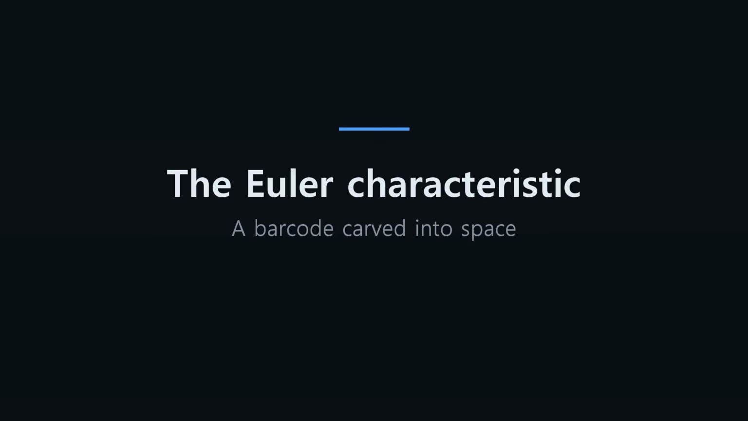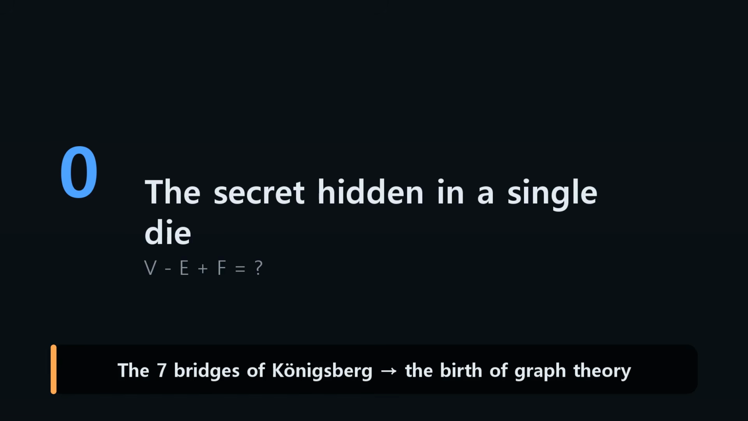Just by counting points, lines, and faces, you can tell whether this world is real. One anime used exactly that to prove the existence of an impossible space. Last time, graph theory was born out of the 7 bridges of Königsberg. Today we pull out an even bigger piece of magic.